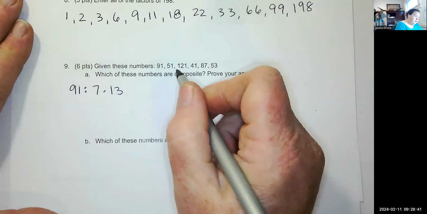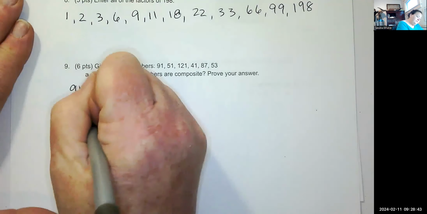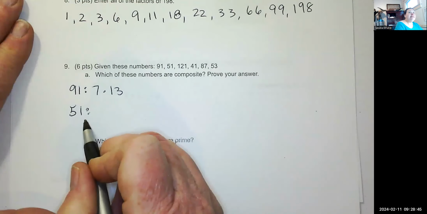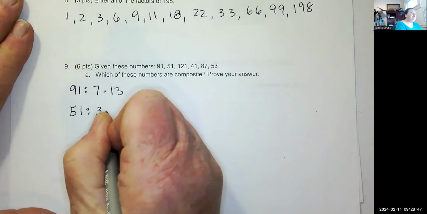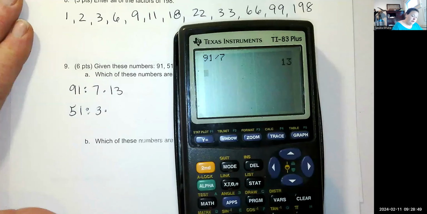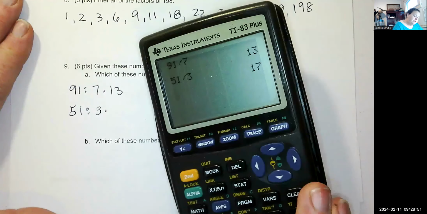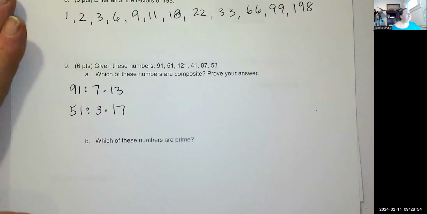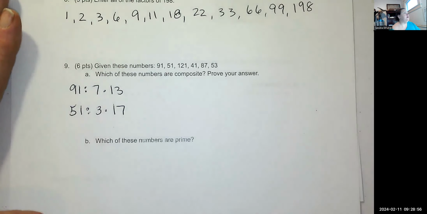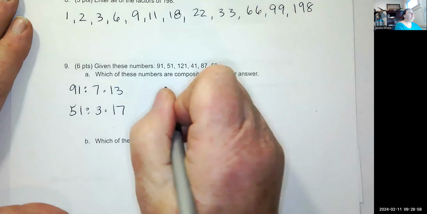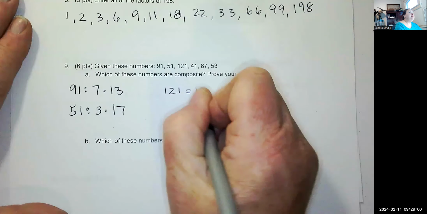All right, 51. I know that one's not prime because 5 plus 1 is 6, and 6 is divisible by 3. So I know 3 goes into 51. So 51 divided by 3 is 17. I just need to prove one set of numbers that aren't 1 and itself. 121 I know is 11 times 11.